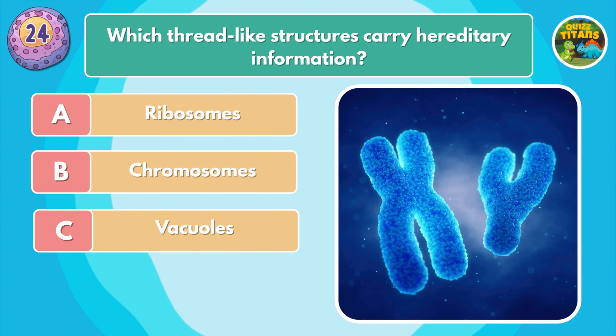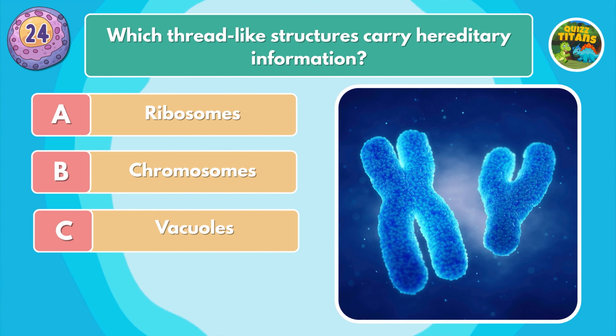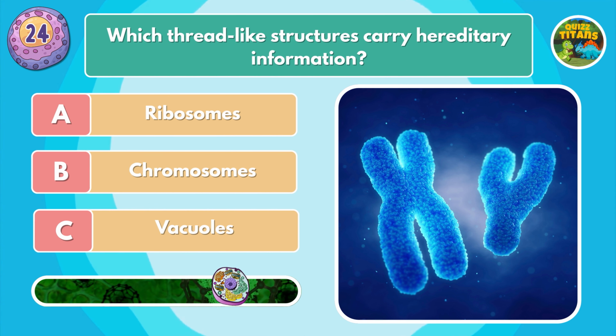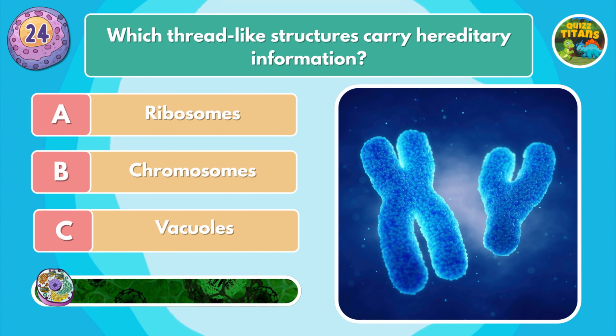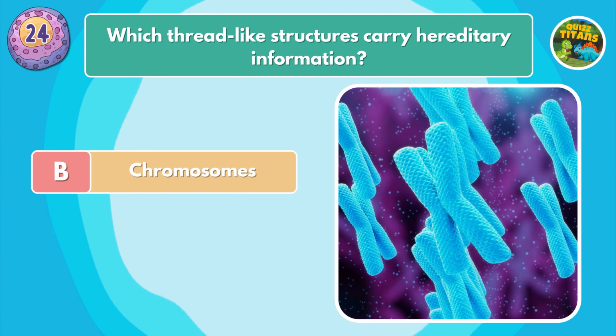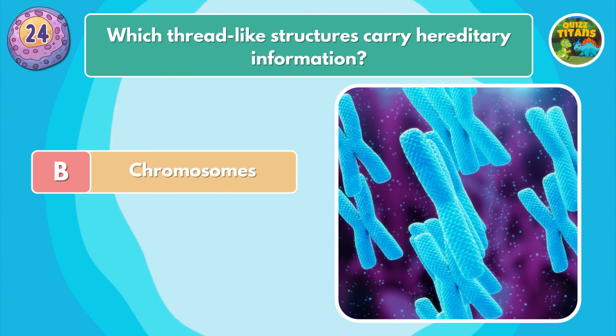Ever wondered how traits like eye color or height get passed on? It's thanks to thread-like structures that carry hereditary information. What are they called? It's chromosomes. They carry the genetic blueprint of life.